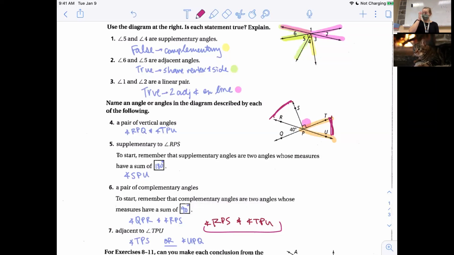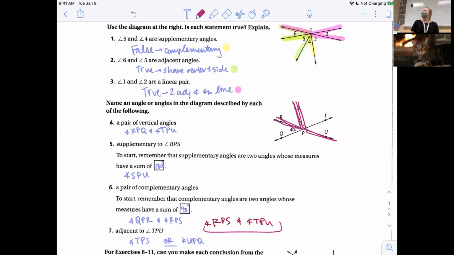Anything on 4 through 7? So on number 5, the 2 angles don't have to be touching each other. We don't write the angle that's in between the 2 angles down. So I wrote RPS, which was given to me, and then I wrote SPU. I extended it over to go all the way to SPU to get the bigger angle instead of just TPU, so I didn't miss that in-between part.